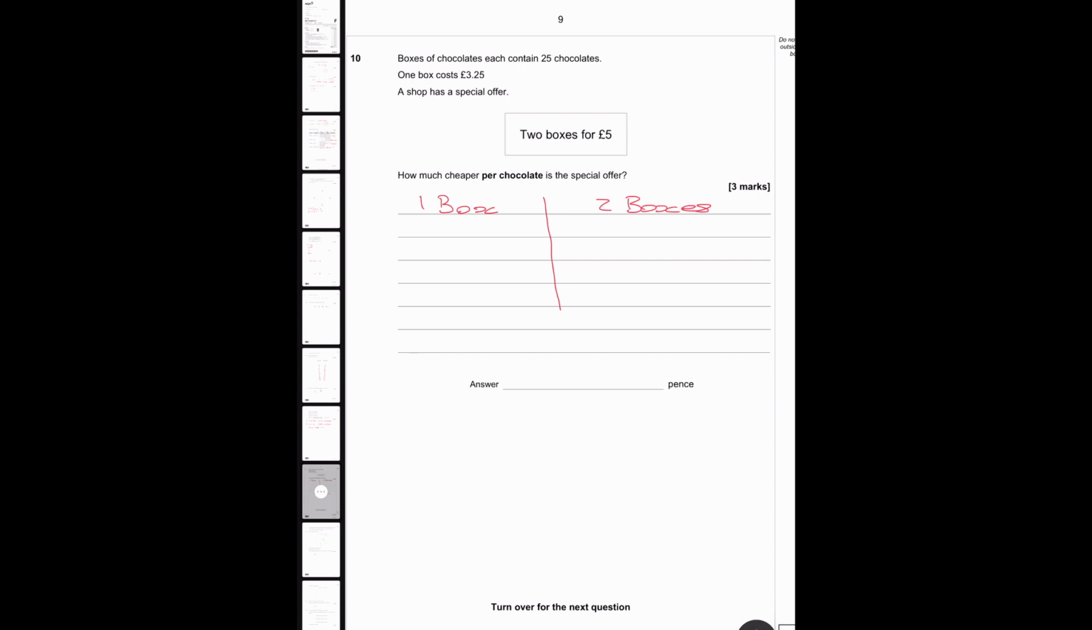We want to work out how much each piece of chocolate costs, so we take the amount that we are paying and we divide it by the number of chocolates we are getting. This means for 1 box we're going to divide £3.25 by 25 because we get 25 chocolates, and when we do that we get 0.13, which means they are 13 pence each.